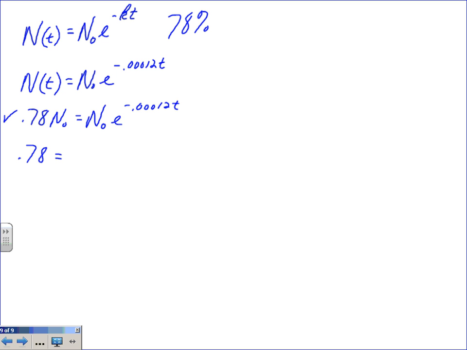So really, we may be able to skip this step doing a lot of problems like this. But if I divide both sides by the n sub 0, they'll cancel out. Okay, you see it? 0.78 equals e to the negative 0.00012 t. We want to solve for t. So we're going to use logarithms. Log base e, which is ln of 0.78 equals negative 0.00012 t.